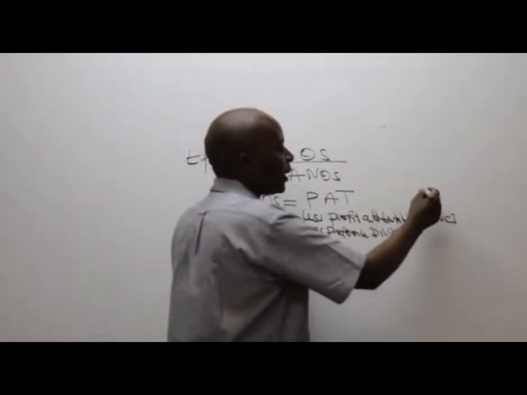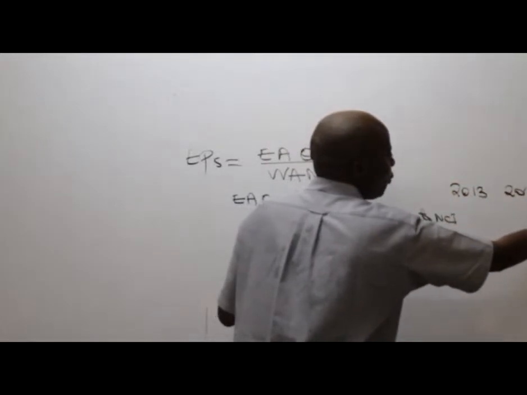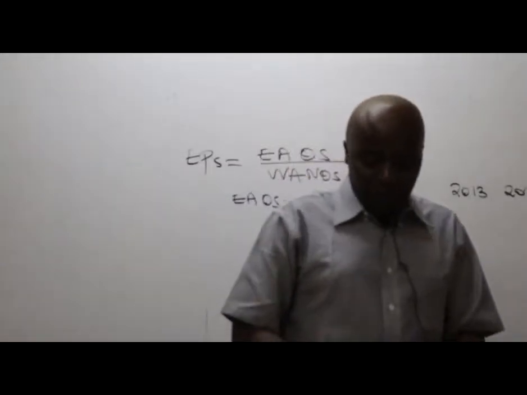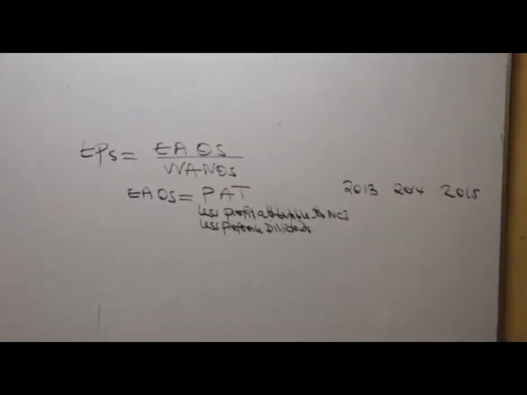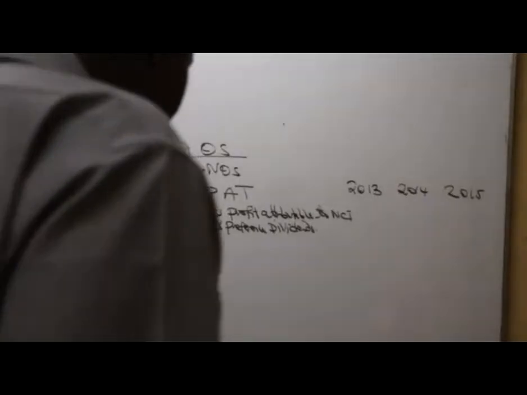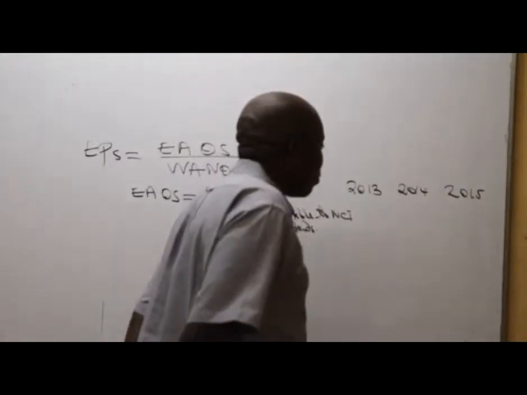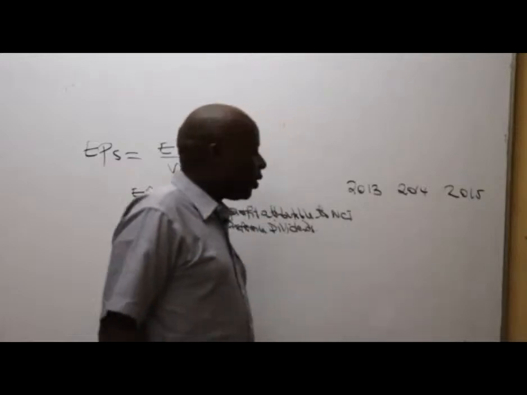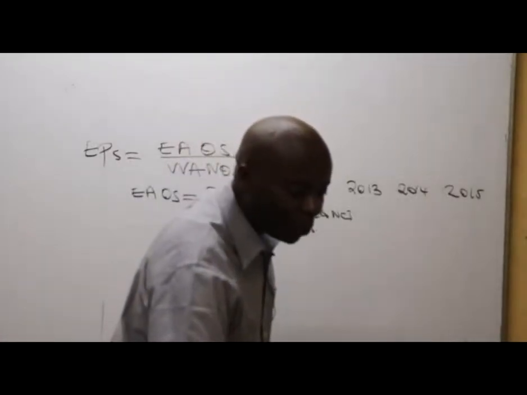So we have our 3 years. I'll be able to extend my camera. We have 2013, we have 2014, and then we have 2015 there. Anytime they want you to calculate the earnings attributable to ordinary shareholders, we shall always be thinking like this. You take the reported profit after tax, you subtract any profit attributable to non-controlling interests, and then we also subtract any preference dividends. So ladies and gentlemen, let me project my question here.